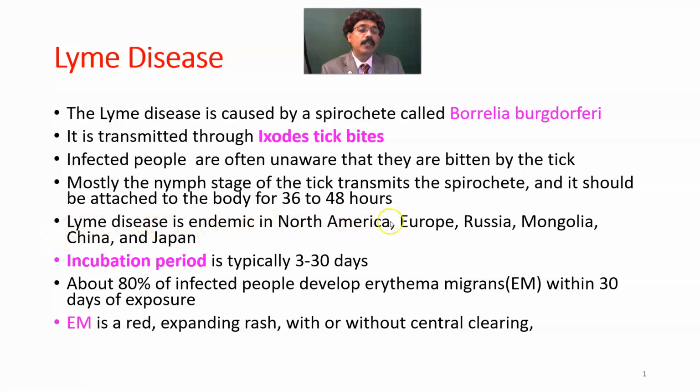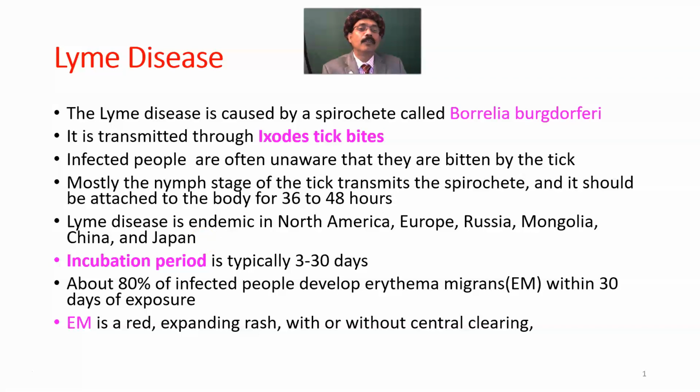Lyme disease is endemic in North America, Europe, Russia, Mongolia, China, and Japan. It has even been diagnosed in Australia. It is diagnosed in around 35 states of the United States. It is also diagnosed in the state of Florida. It is a notifiable disease, and it is more common in the northeastern part of the United States, maybe in the Midwest. It's also in California.